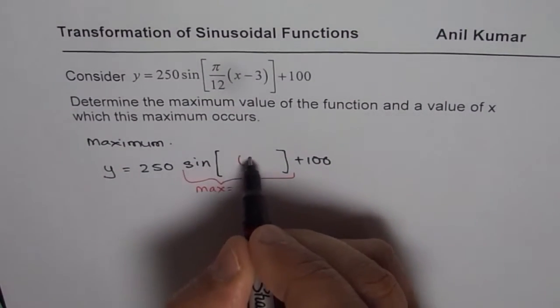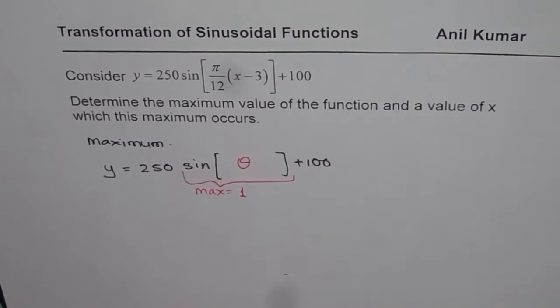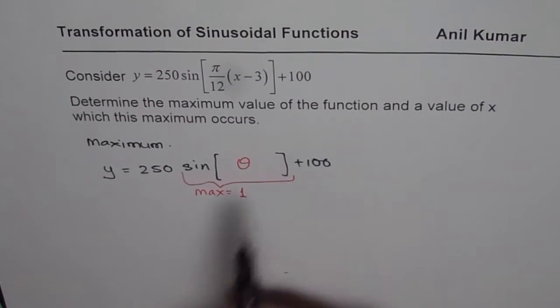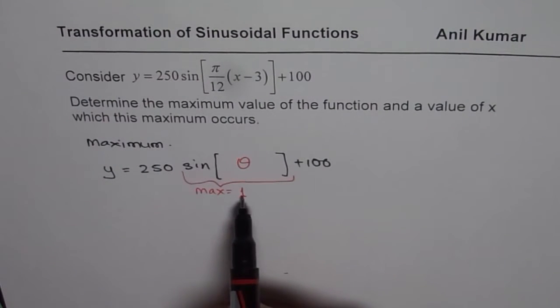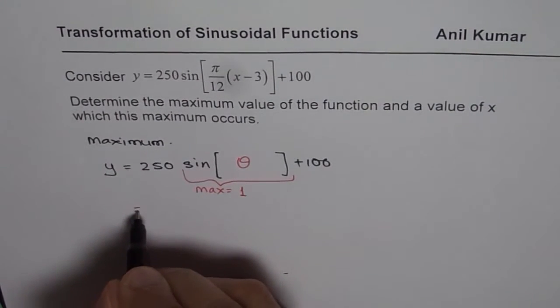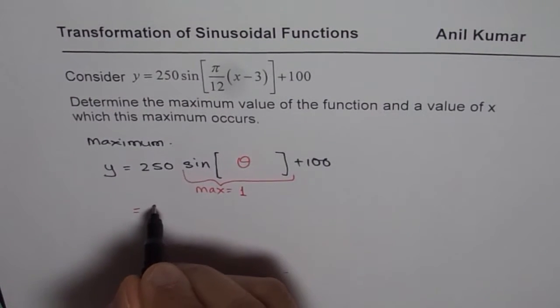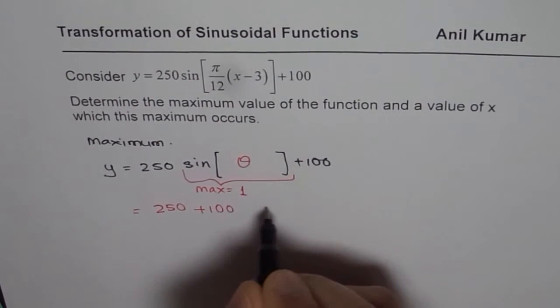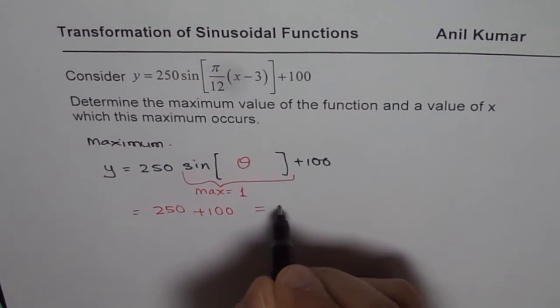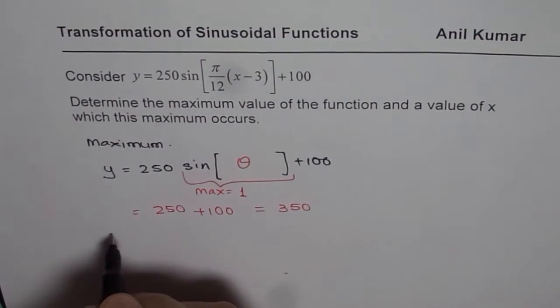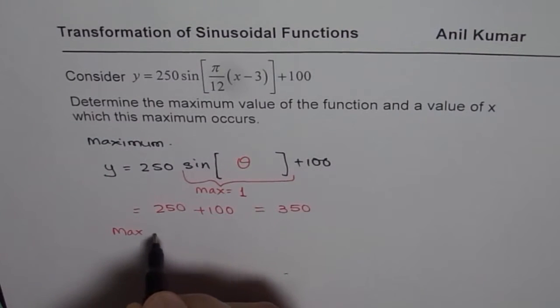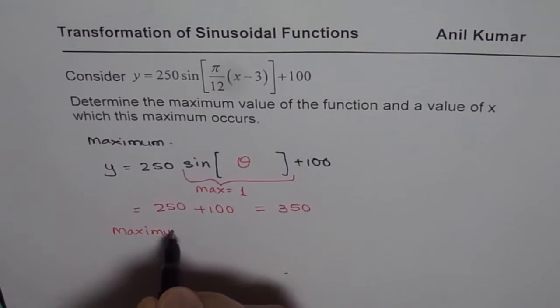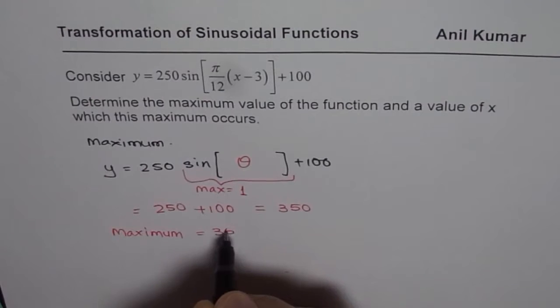So let us say theta, which in this case is pi by 12 times (x minus 3). Doesn't really matter. Whatever this is, sine will have a maximum of 1. So that gives us a maximum of 250 times 1, which is 250, plus the constant 100, and that gives you the maximum value of 350. So the maximum for this function is 350.